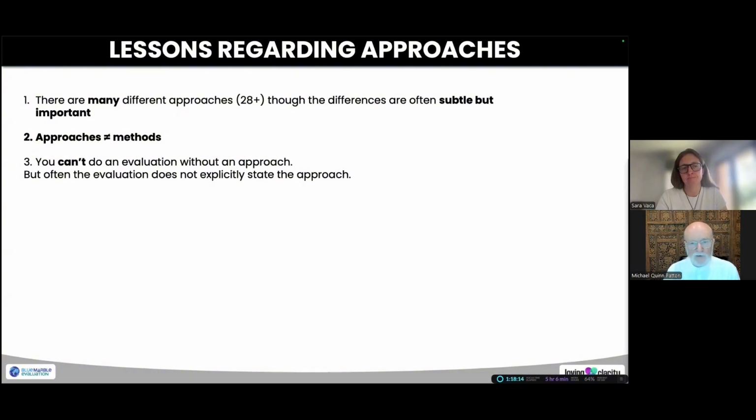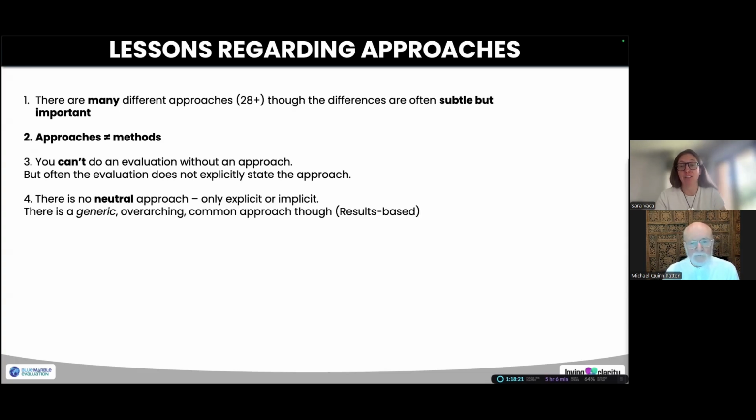And linked to that, there's no neutral approach, but there's some generic one that we all see over and over, which is the results-based approach, which is probably the most common one, right? Did the intervention achieve its goals? That's often the main focus. It's an accountability focus. It's a reporting focus. And it's so widespread that it's not even considered an approach.